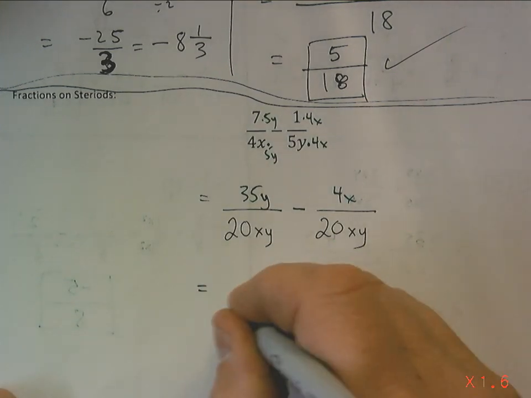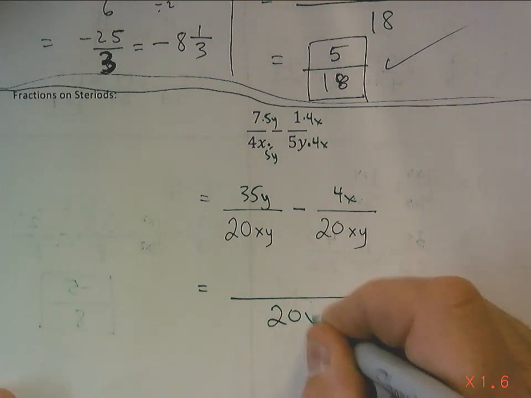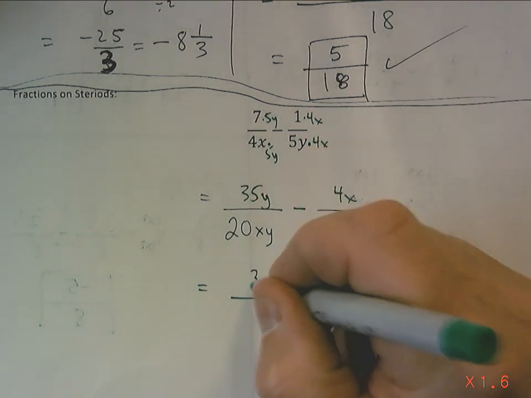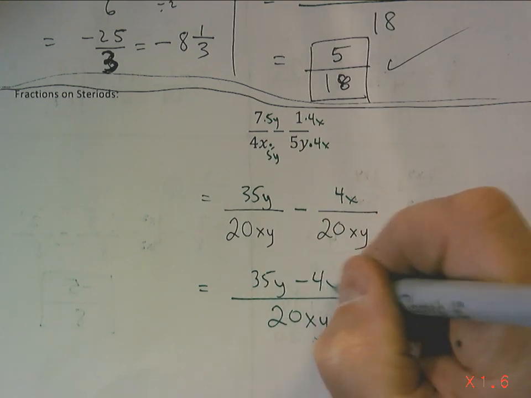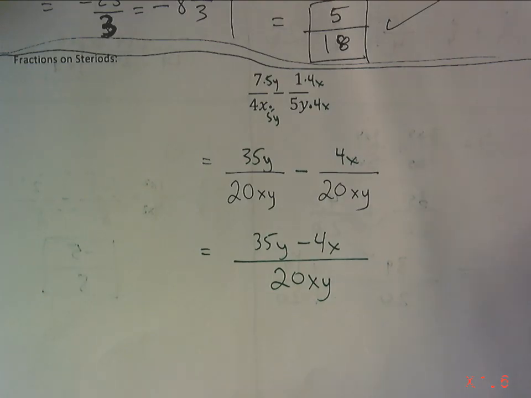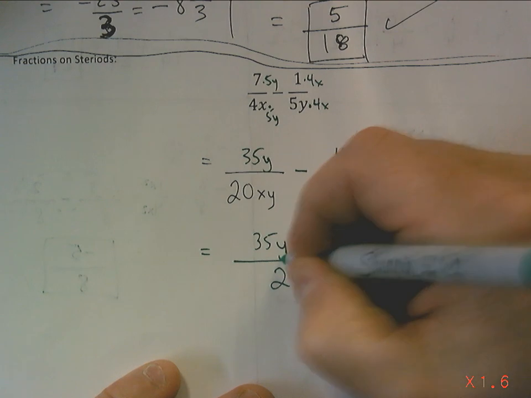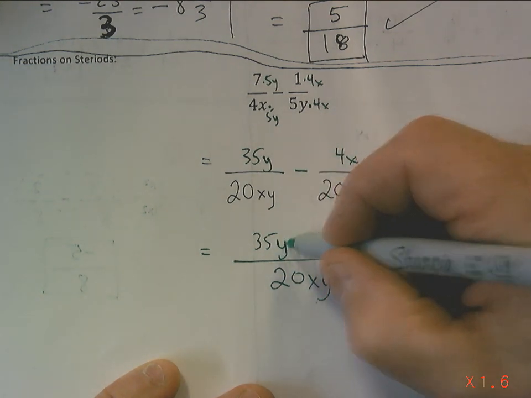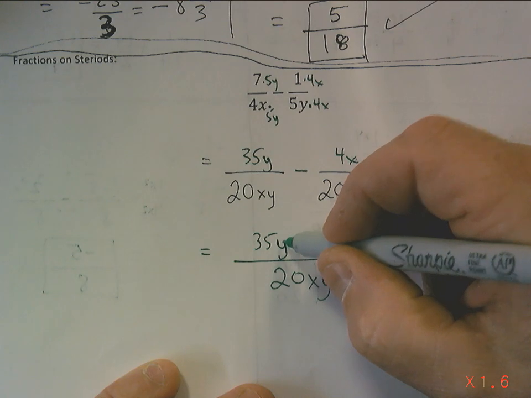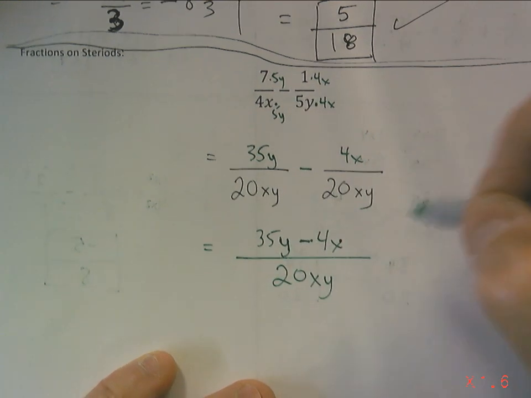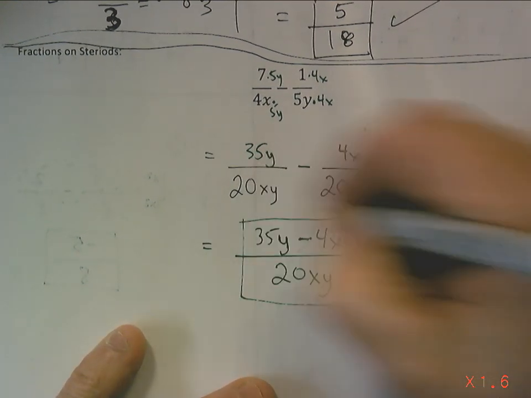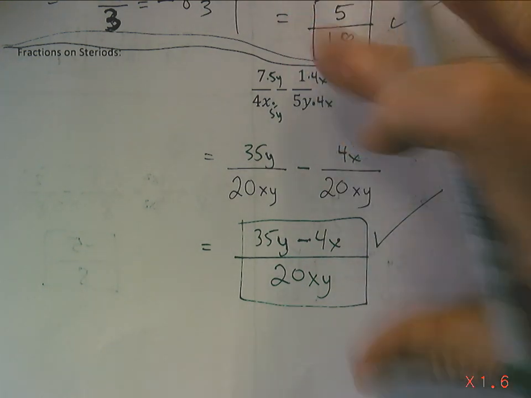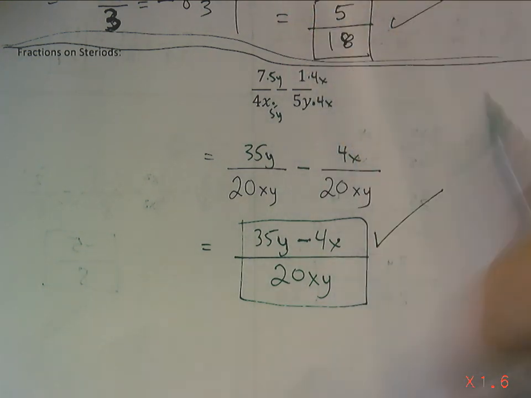And then I'm doing the same thing. Everything is over 20xy. 35y minus 4x. And this is where you might not have the algebra skills for this. I cannot subtract those because this is a y term and that's an x term. That's like trying to subtract dogs and cats. They're different. That's my final answer. It's as far as I can go. In some ways it's easier, but you have to know what you're doing to know when to stop.